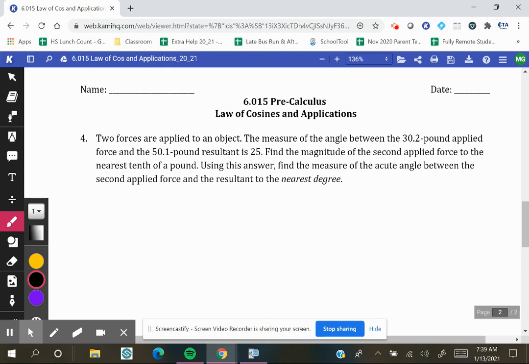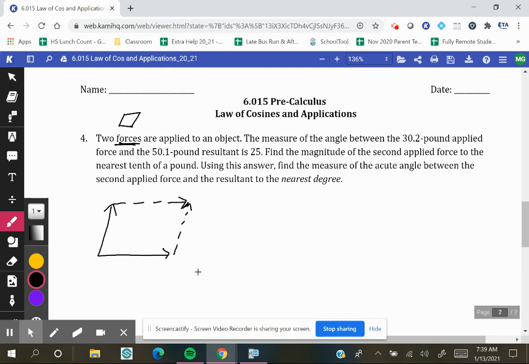Let's try another one. Two forces are applied to an object. So as soon as we're seeing forces, we should be thinking parallelogram. The measure of the angle, actually, let's even draw that right now. So we've got two forces. The measure of the angle between the 30.2 pound applied force and the 50.1 pound resultant is 25. So that's a lot to read.